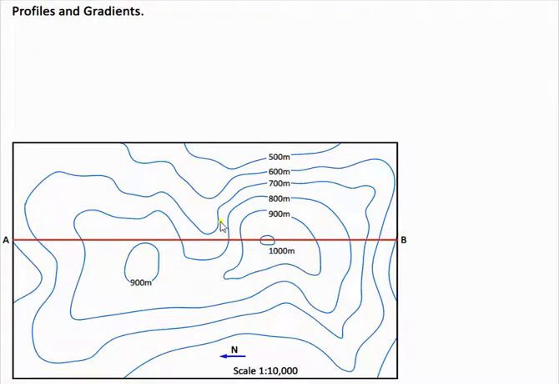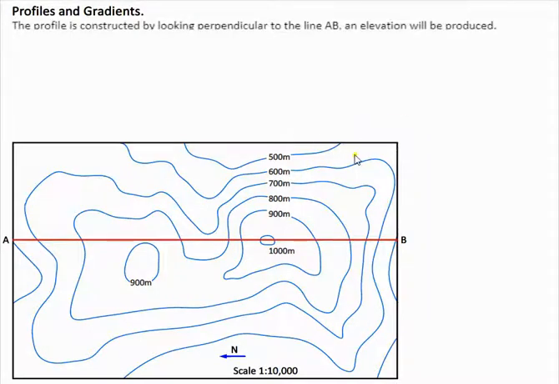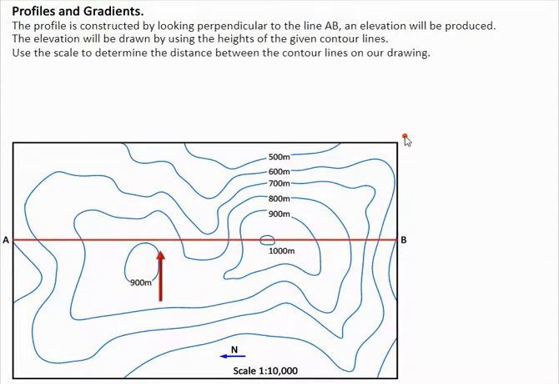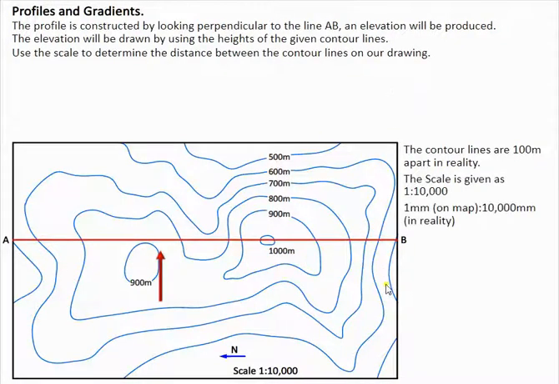Now, in order to draw a profile, first of all we look at the scale. In this case, the scale is 1:10,000. What that means is, for every 10 mils you measure up, you go up 100 meters. Now we're going to construct heights along here, looking 90 degrees to the profile. We start off with drawing our profile, first looking at the land and identifying a height at which we can start to map.